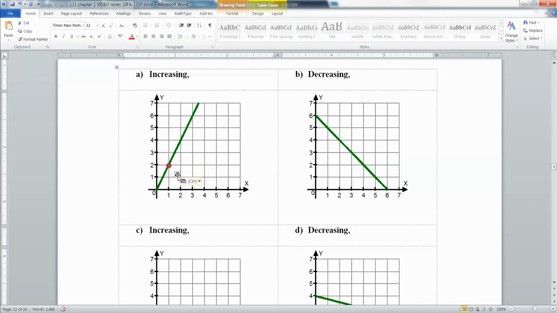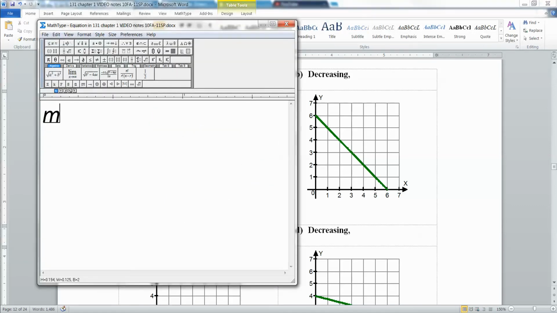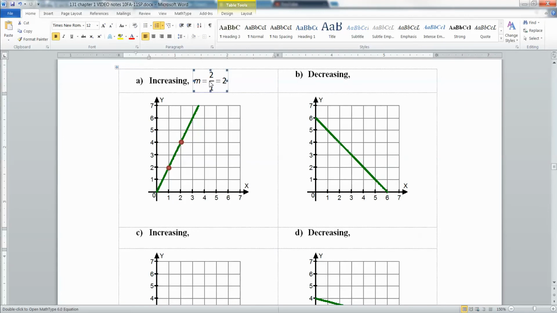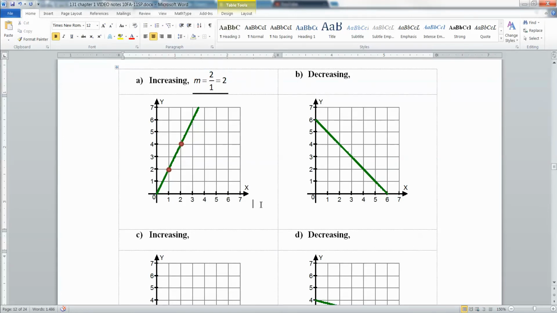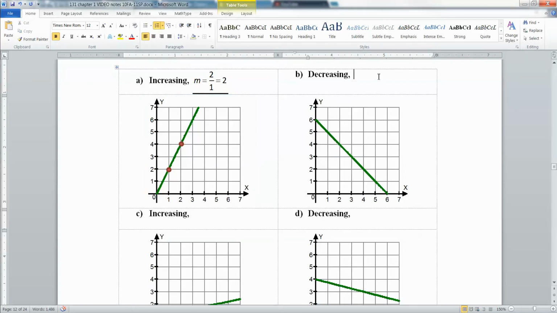Let's see. Next one's right there on the grid. So if you want to start at the low point and work your way, you got to go rise over run. So you go up 2, right 1. So your slope is rise 2, run 1. So your slope is 2 over 1, which is 2 for that one. I know it didn't ask us, but let's do it anyway. Let's get this done. Okay, so now what about this one?